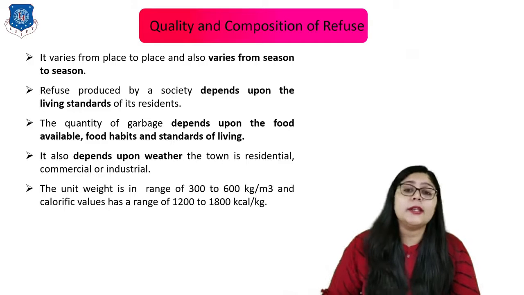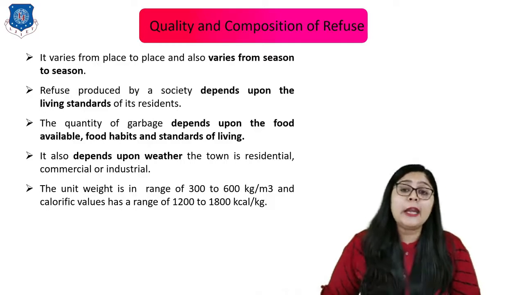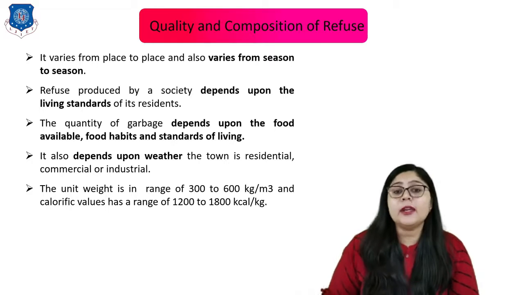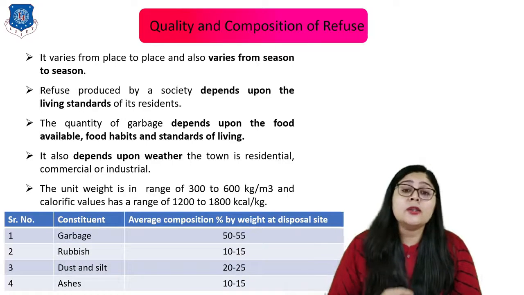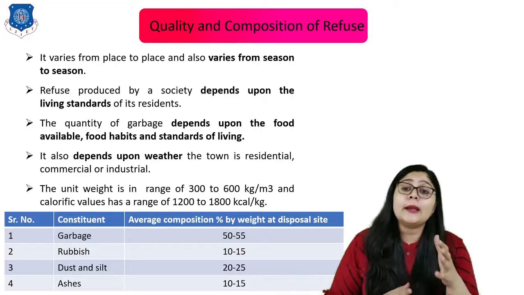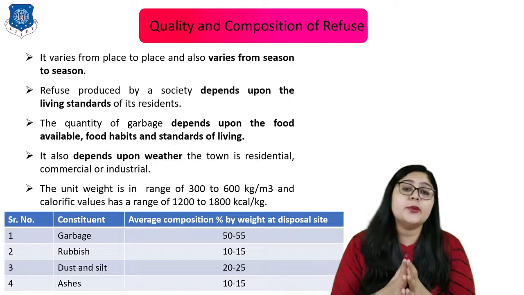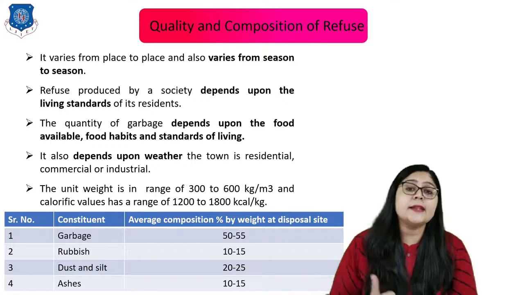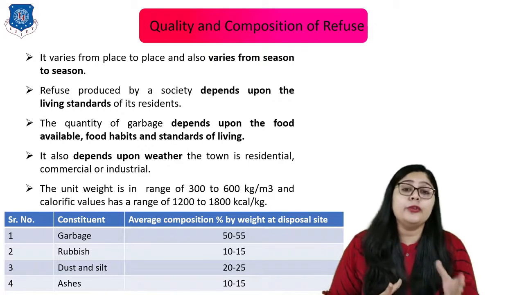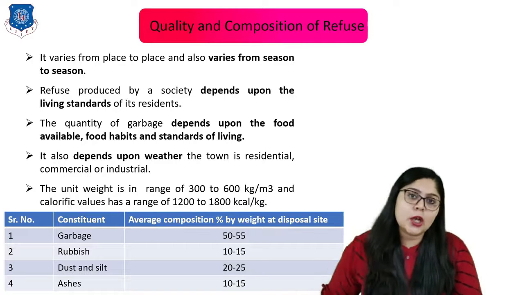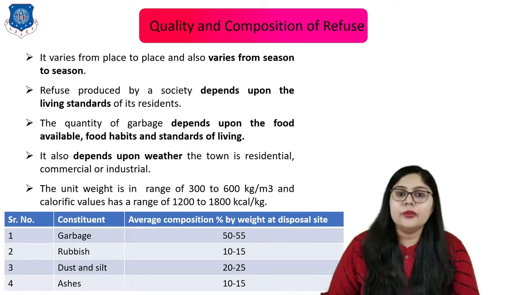Here the unit weight is in the range of 300 to 600 kg per meter cube and the calorific value has a range of 1200 to 1800 kilocalorie per kg. On screen you can see a table in which garbage, rubbish, dust and silt, and ashes have an average composition percentage by weight at the disposal site of 50 to 55, 10 to 15, 20 to 25 and lastly 10 to 15 respectively. So this is the concept of quality and composition of refuse.